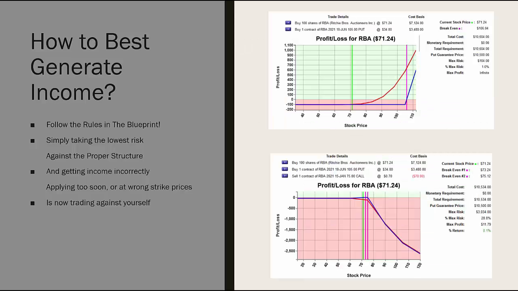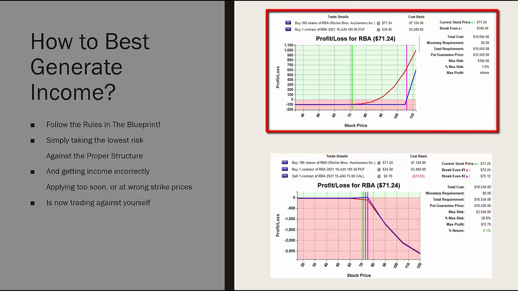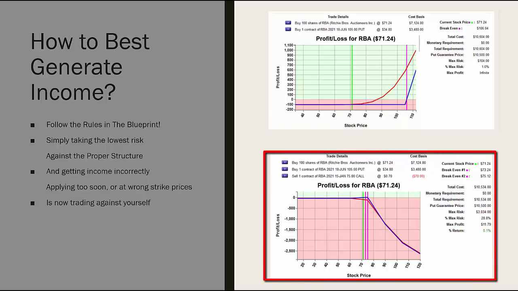Now, how best to generate income? Well, you've got to follow the rules in the blueprint. Many investors see the free webinars that we host and post, and say, well, I like what they're doing with controlling risk to 4, 5, or 6%, but let me do a little bit better. Let me control risk to only 1% or less against the proper structure that's described in the blueprint. Let me generate income against that 1% risk or 0.5% risk and guarantee no loss to the downside.